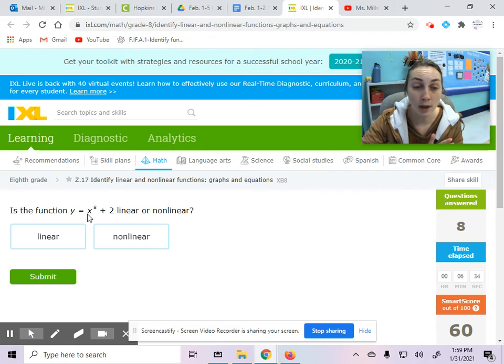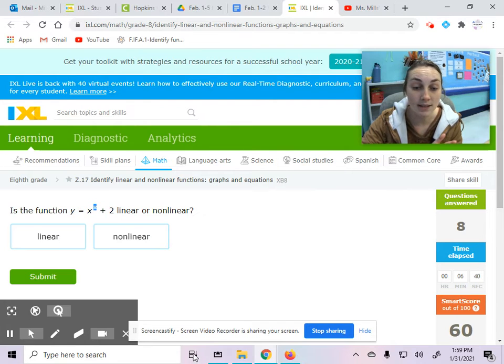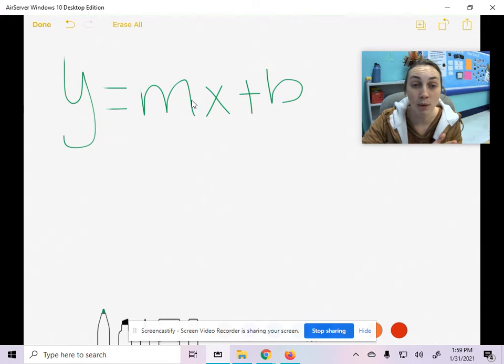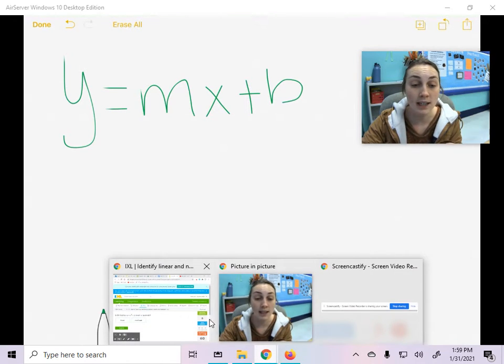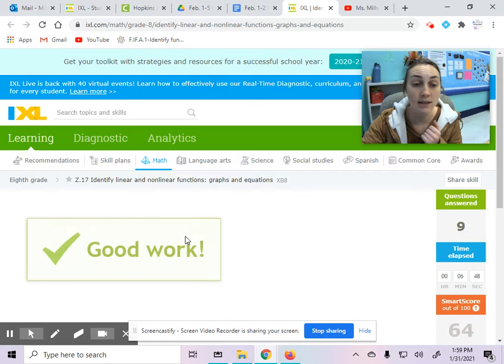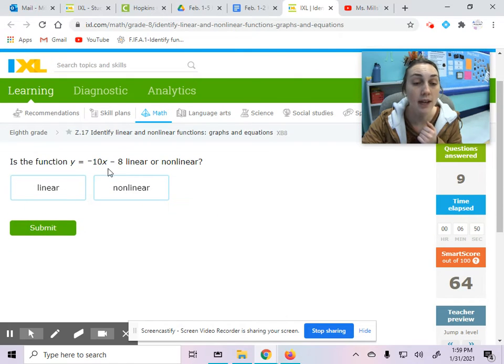So here we have y equals x to the 8th power plus 2. Because of this exponent, it does not satisfy the requirement of y equals mx plus b. There's not any exponents there. Because of that exponent, this is not going to be linear. Okay, so let's look at this one. This is in y equals mx plus b. Our slope is negative 10. Our y-intercept is negative 8, so this is linear.